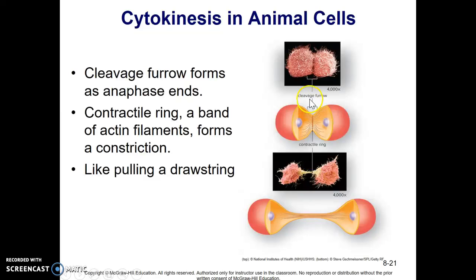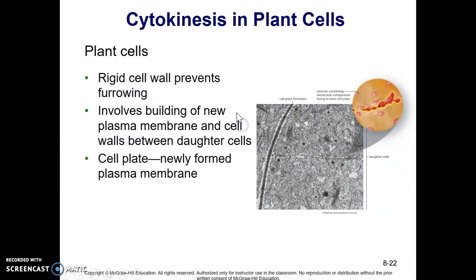There's a type of cytoskeleton, the same protein that's in our muscles, called actin, that actually constricts it so that they can separate out. That's in animal cells. Notice there's no cell wall. It looks a little different in plant cells because of the cell wall on the outside.